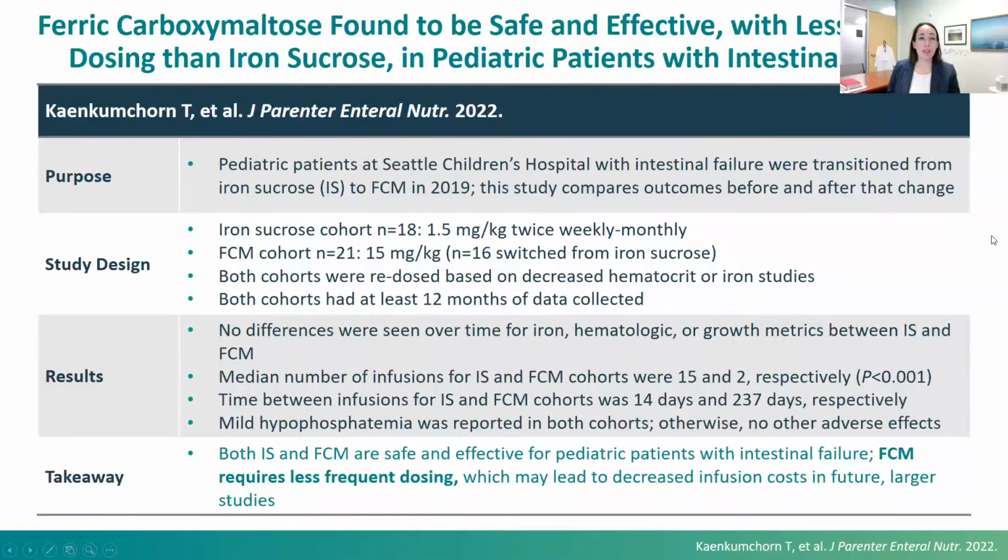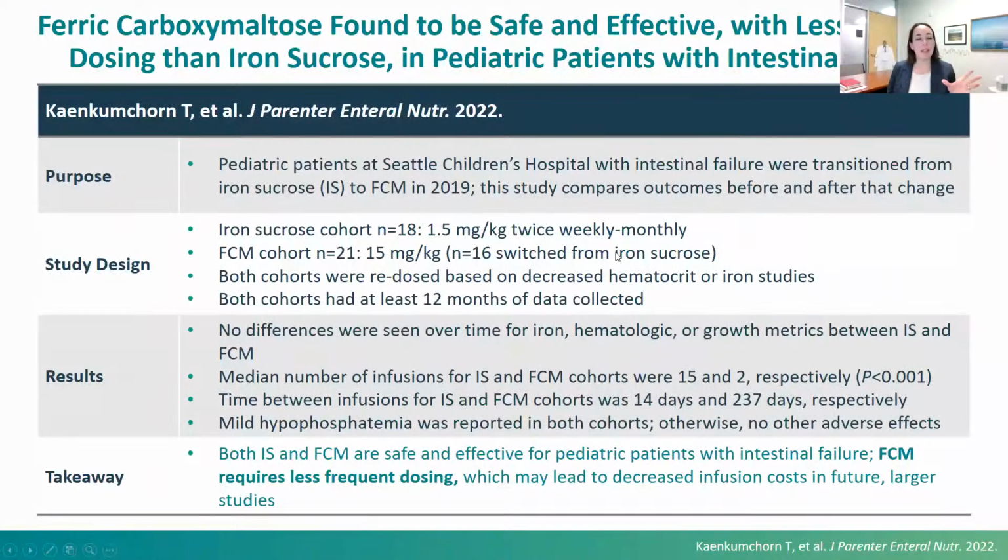There was another study published just this year from Seattle Children's comparing children with intestinal failure. So these are children that have intestinal surgery, might have short gut syndrome or other effects on the bowel. And they were treated with either iron sucrose or ferric carboxymaltose, and looking at changes. For the iron sucrose cohort, they were being treated at 1.5 mg per kg twice weekly, whereas in the ferric carboxy cohort, they could get 15 milligrams per kg. So the dosing there, you can see you can give 10 times the amount of iron with a single infusion of ferric carboxymaltose. So that's a big deal.